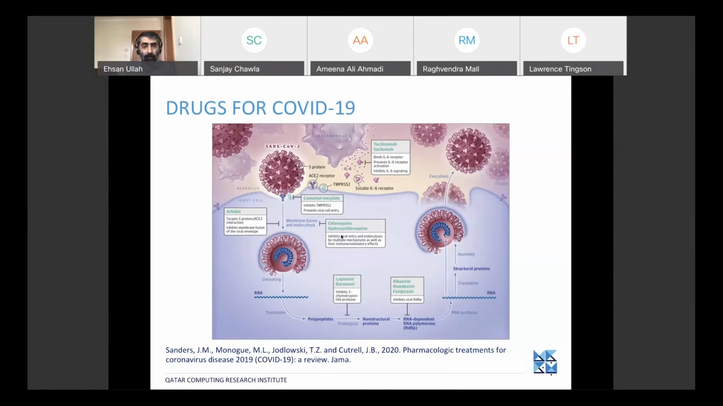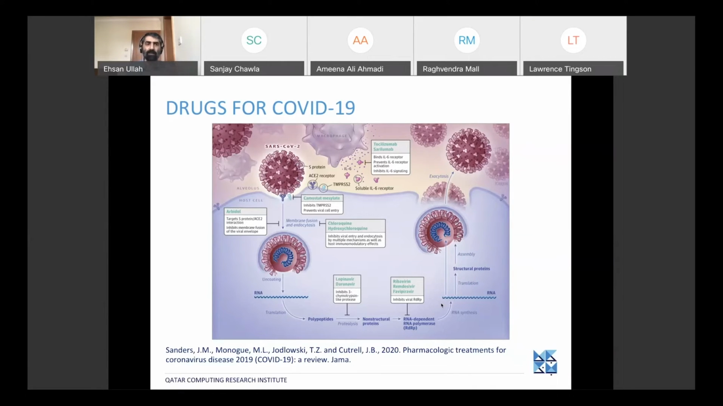Like, for example, here to inhibit membrane fusion and endocytosis, arbidol, chloroquine and hydroxychloroquine can be used. Lopinavir can be used to inhibit proteolysis, and ribavirin, remdesivir, favipiravir. These are the medicines that can stop production of viral RNA. So these are some kind of educated guesses which I am showing you here.